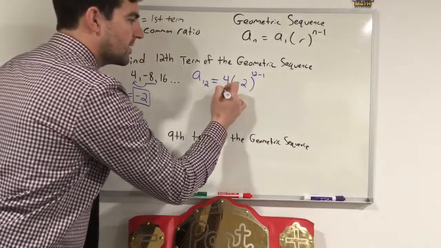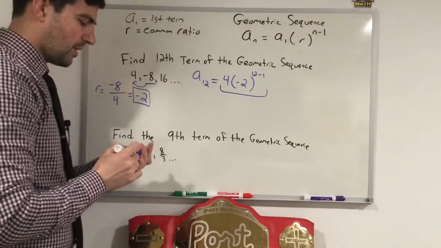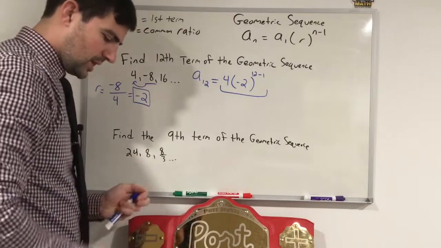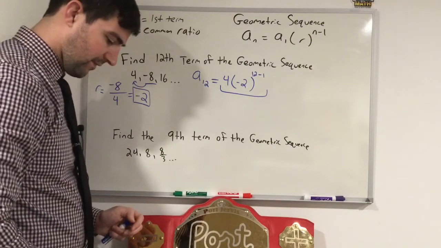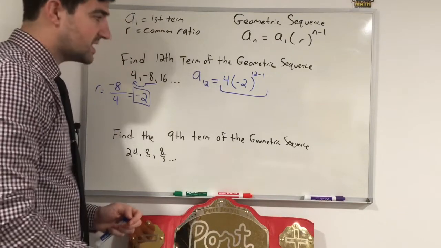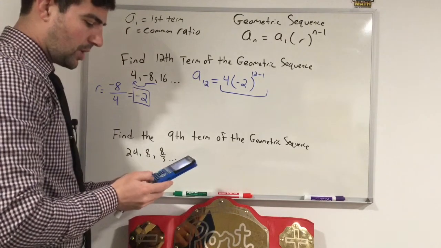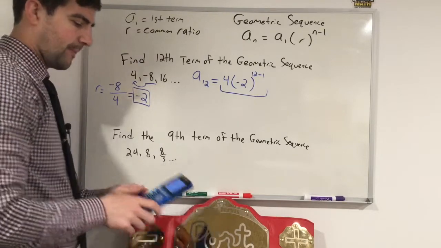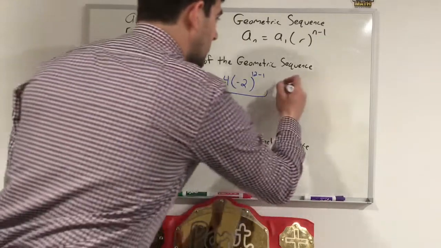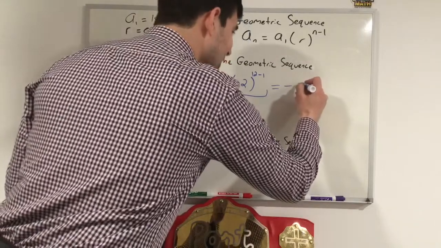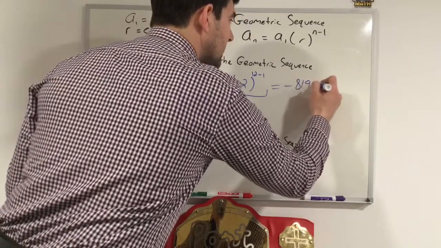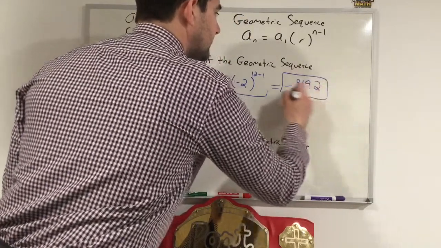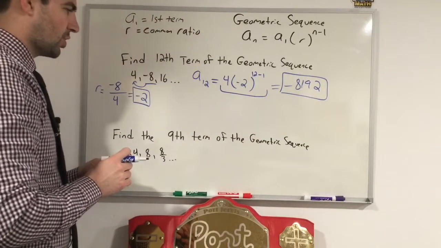Again, the good thing about this is I can plug this all into my calculator. So I have 4, open up my parentheses, -2, and I raise it to the 12 minus 1 power, and I get -8,192. So that is my 12th term.